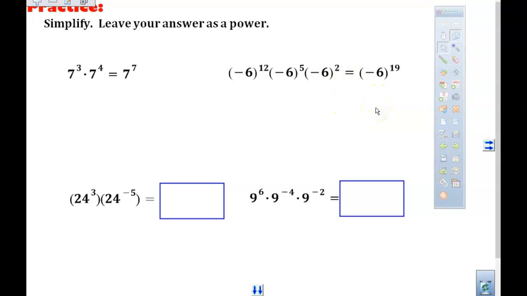Well, my answer is going to be negative either way, but I want to be really clear that I'm taking negative 6 times itself 19 times. That'd be a pretty big number, isn't it? Right? Huge negative number. It would be negative.